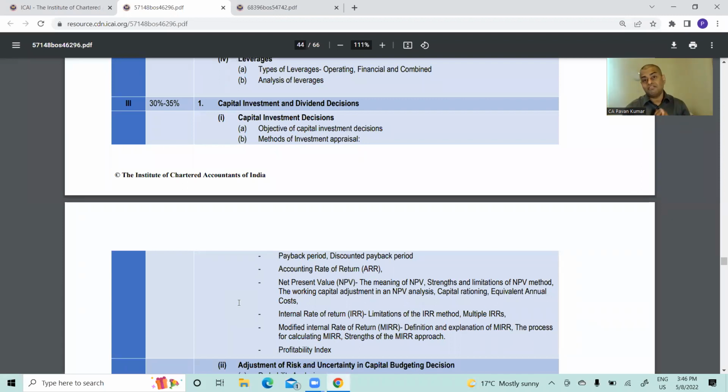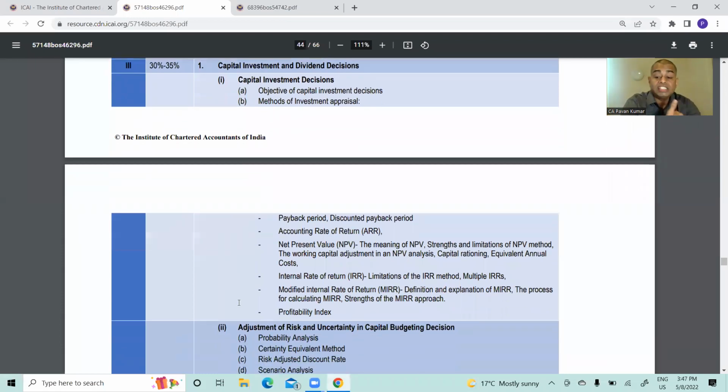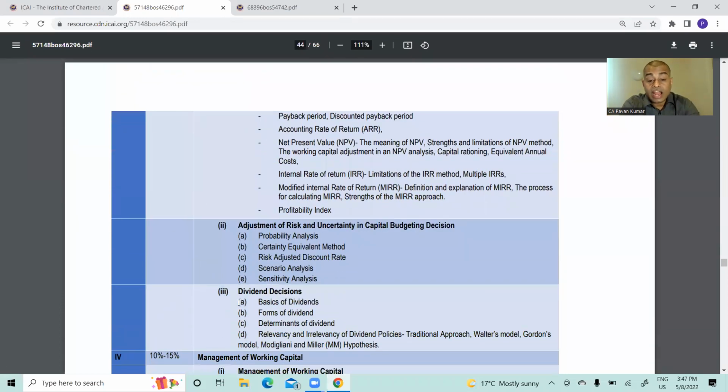There was only one chapter with too much intricate depth, that is lease financing. Good news is ICAI deleted that. Now lease financing is not there in the syllabus. So all these things are easy now. So capital investment decisions is one chapter. Then adjustment of risk and uncertainty, which is again very easy.